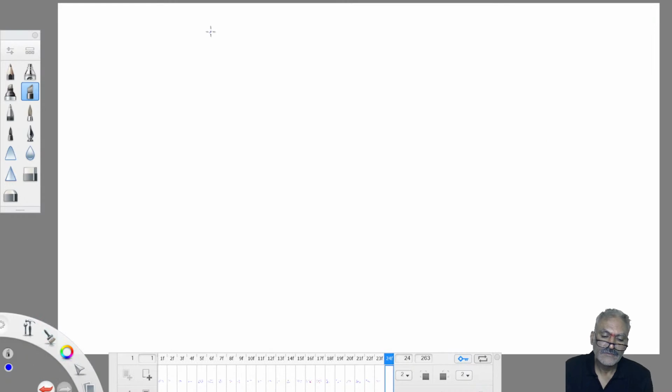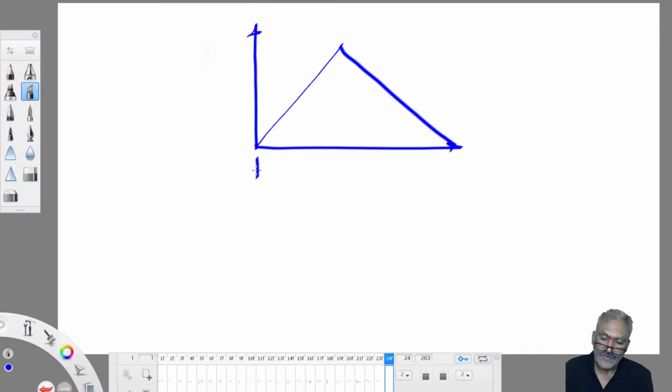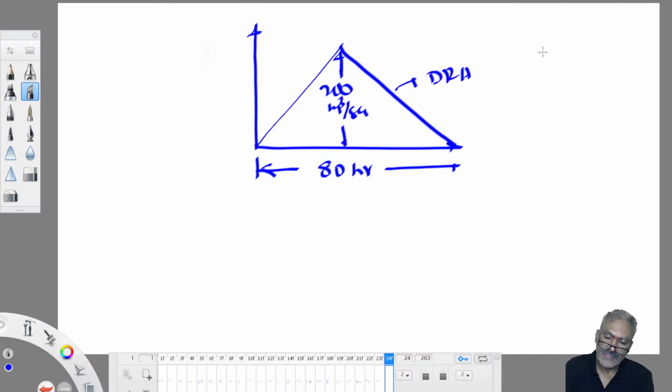So what he has given is a triangular direct runoff hydrograph with a base of 80 hours, time base, with a peak ordinate of 200 meter cube per second. What have I been asked to find out? Effective rainfall. Effective rainfall means runoff only, direct runoff only.